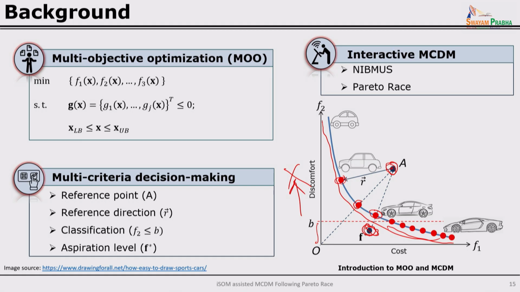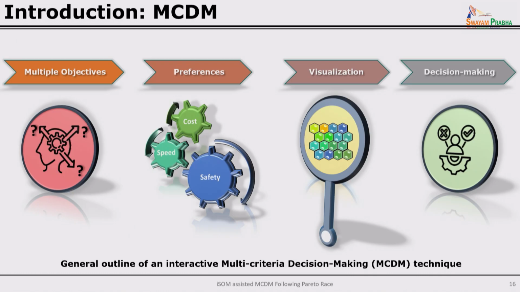So there are a lot of interactive MCDM techniques that involve 3 things. The first one is the optimization. The second thing is the preference from the decision maker, and the third one is the visualization. Here visualization becomes very important because it gives the overall picture about the conflictiveness or the interaction between the variables. On the basis of that, a lot of interactive MCDM techniques have been developed. In today's presentation, I will show how the Pareto-Race works. So this is the overall idea of the MCDM technique.